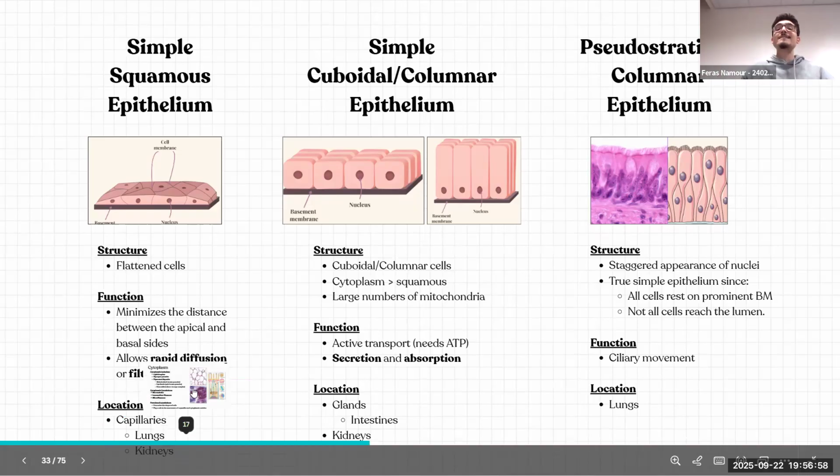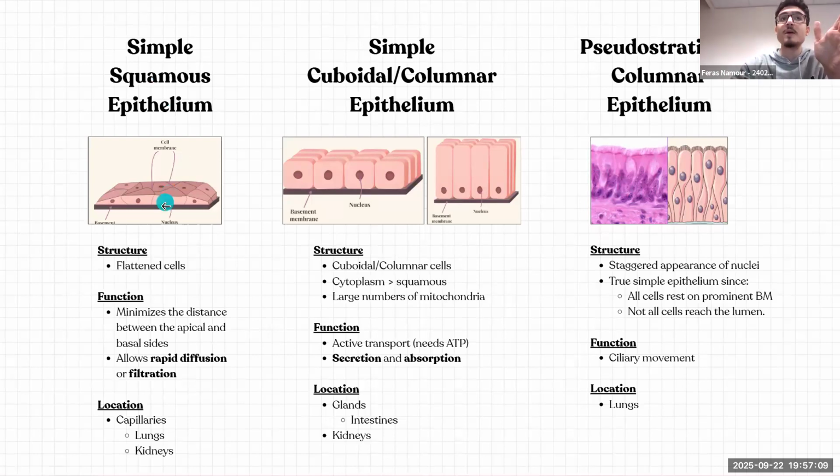In lungs, I need to get in oxygen and I need to push out carbon dioxide. So my epithelium that will line the innermost surface of my lungs is going to be simple squamous epithelium because of its small distance and it allows for rapid diffusion.